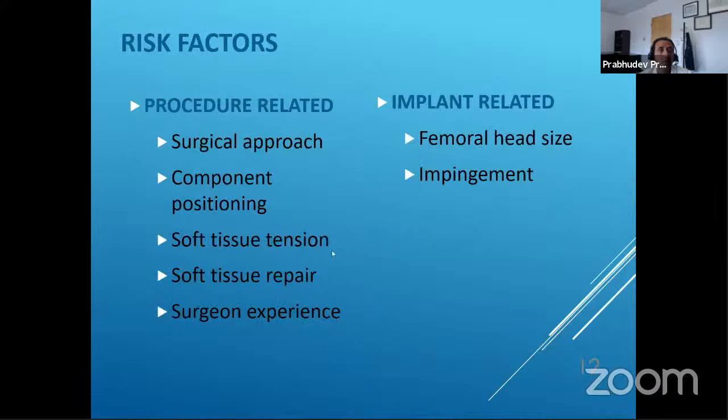So there are many other risk factors. These were the patient-related risk factors, and there are many other procedure-related and implant-related ones. The important ones are surgical approach, component positioning, soft tissue tension, soft tissue repair, surgeon experience, and then the implant-related risk factors are the femoral head size and impingement.